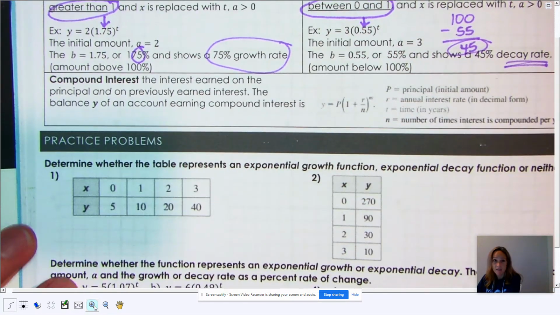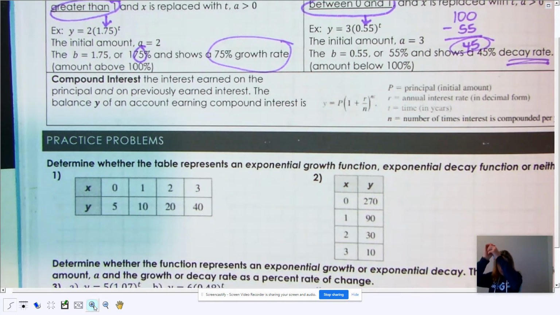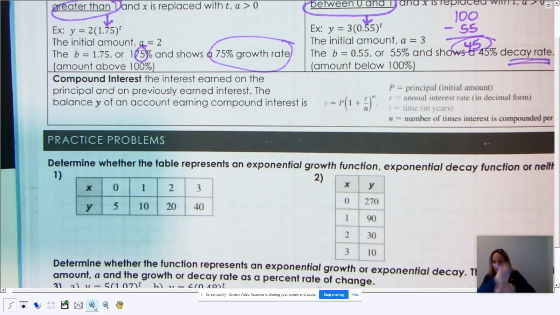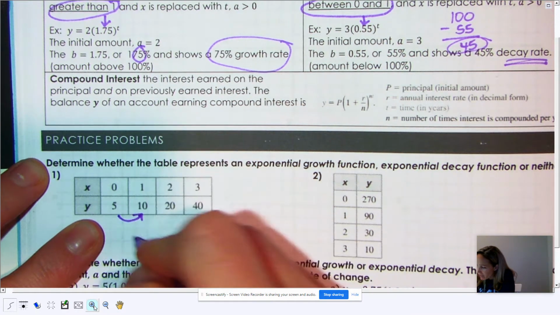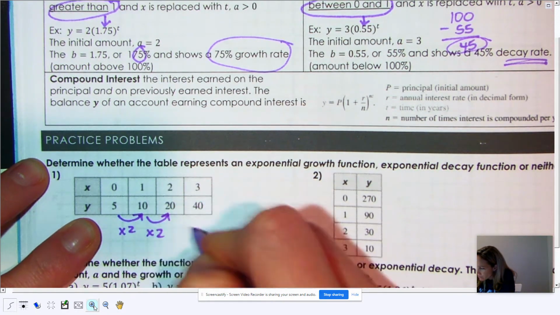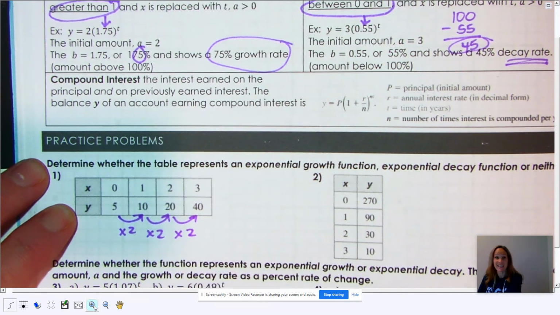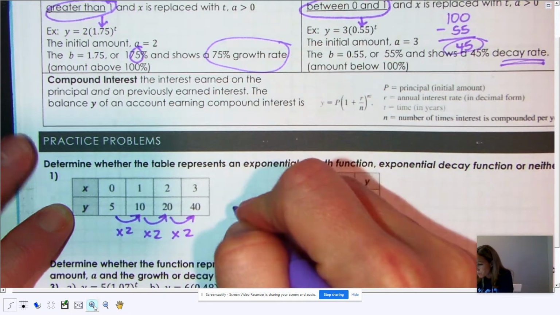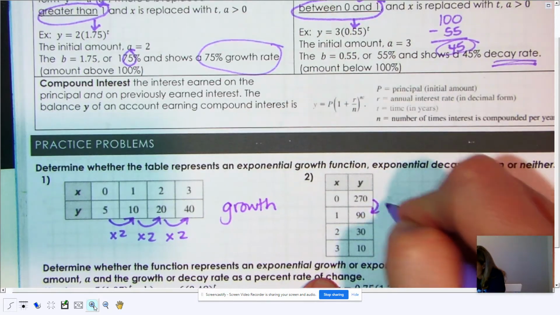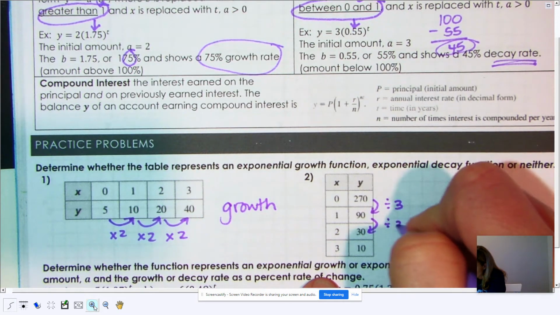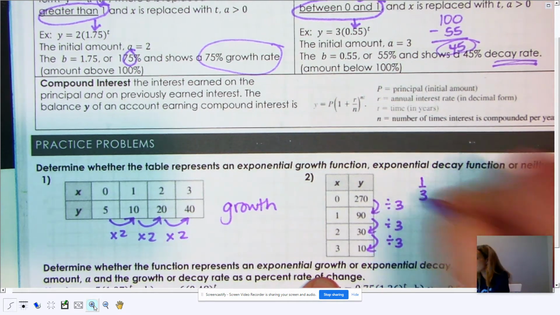So we are going to look at some problems here, you guys. So here's our practice problems. We're going to start off with some softballs here, nice and easy. So, you know, softball, like easy. All right. So this is getting multiplied by 2, multiplied by 2, multiplied by 2. So do you guys think that's growth or decay? Is it getting bigger? So this would be exponential growth. This one is divide by 3, divide by 3, divide by 3, which is the same thing as multiplying by a third.